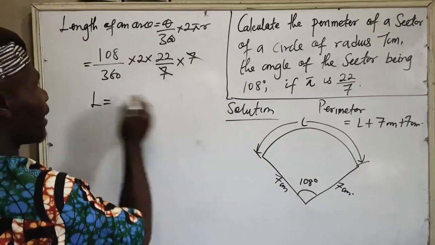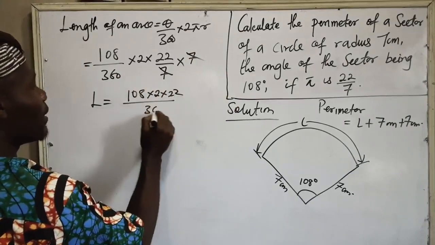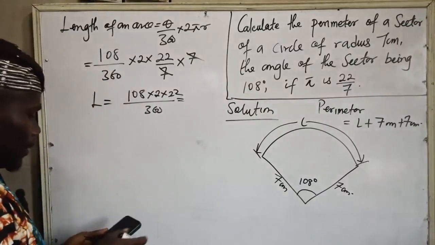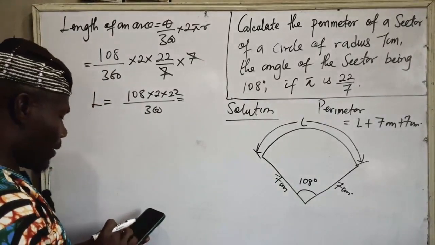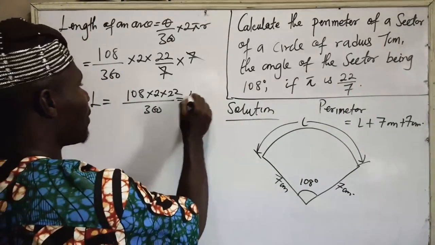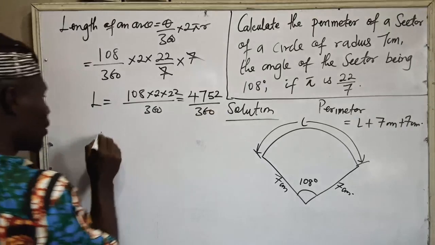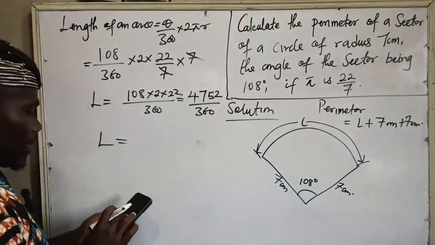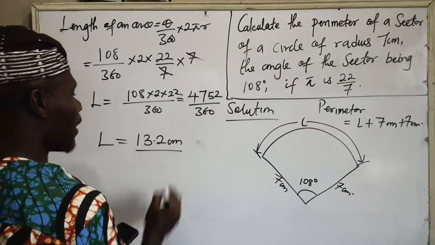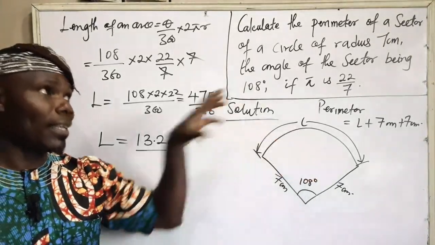So let's just remove this out of the way. We have 108 times 2 times 22 over 360. Let's use our calculator to find the value. 108 times 44 is 4,752, divided by 360, which gives us 13.2 centimeters. So the length of the arc is 13.2 centimeters.